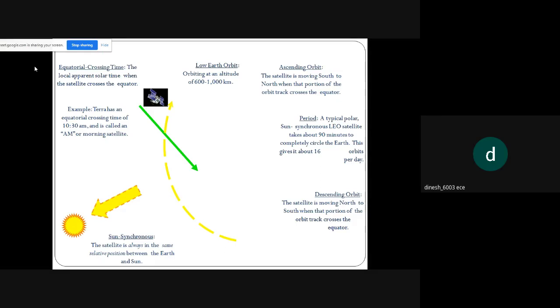Then period is that a typical polar sun synchronous low Earth orbiting satellite takes about 90 minutes to circle the entire Earth. So this gives per day 16 orbiting. So this we call it as a sun synchronous satellite.